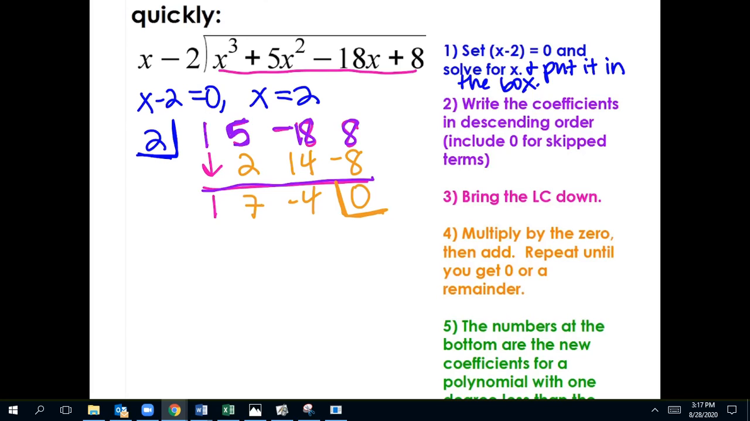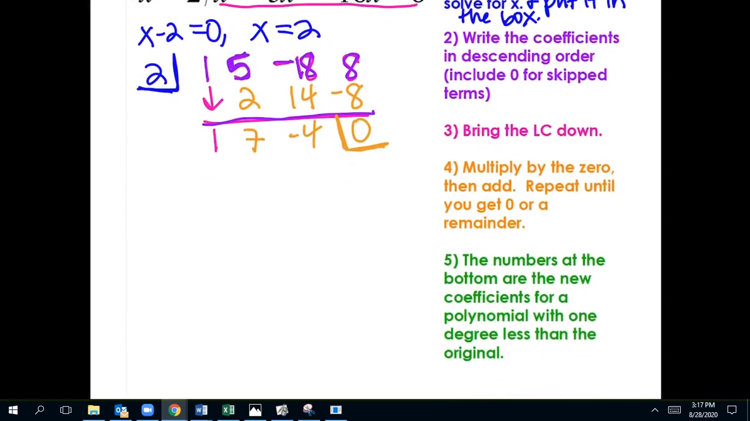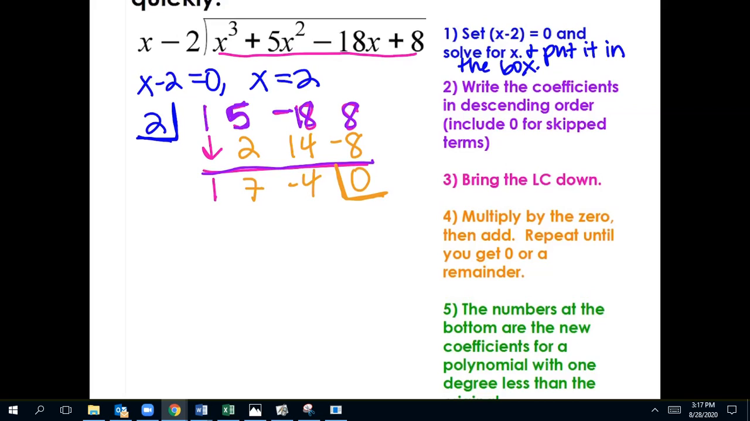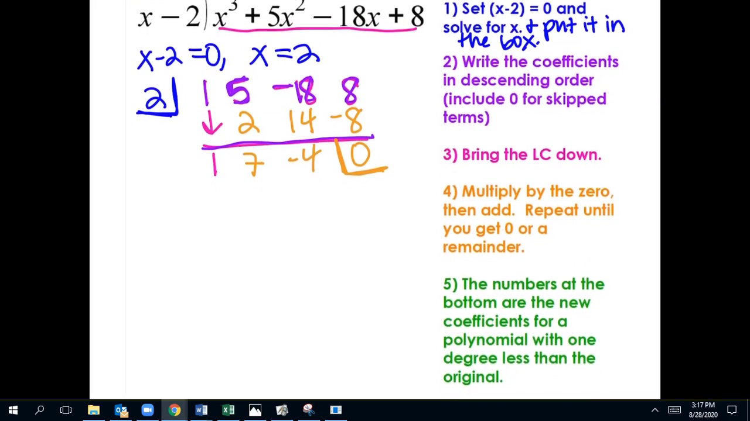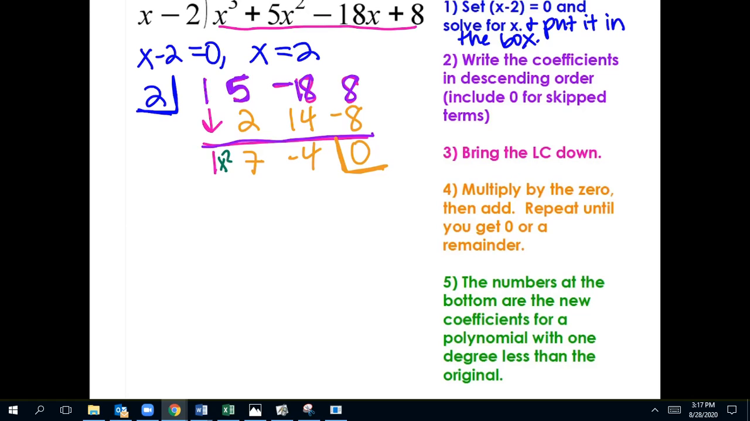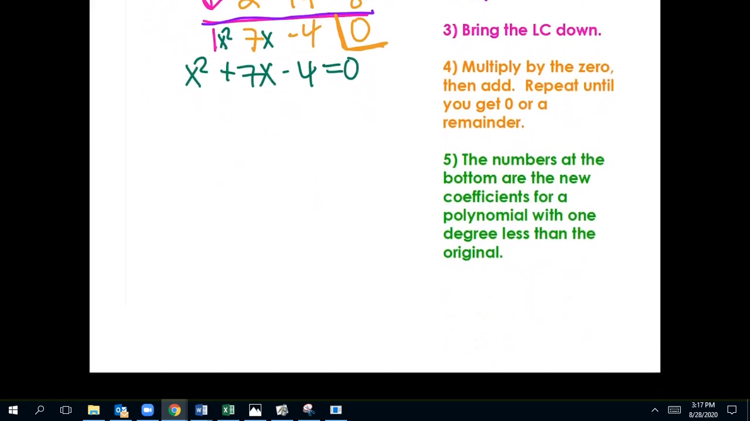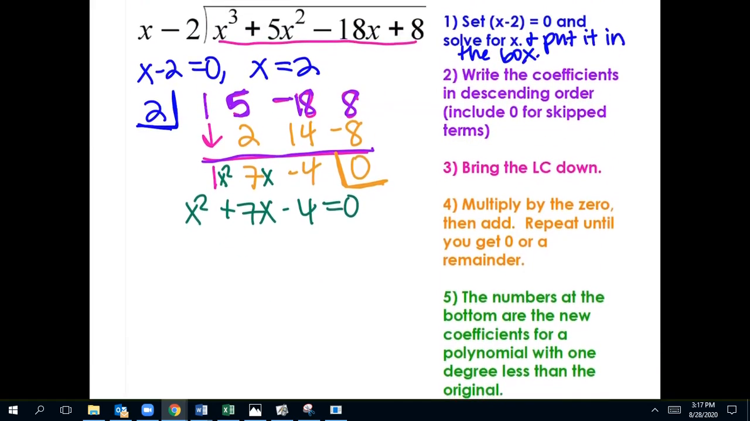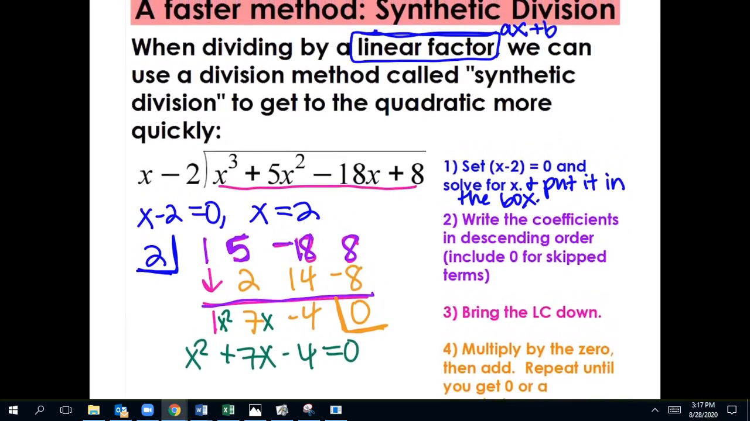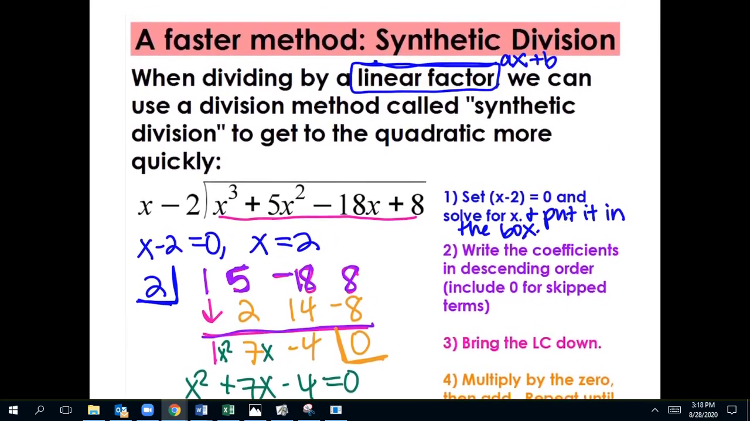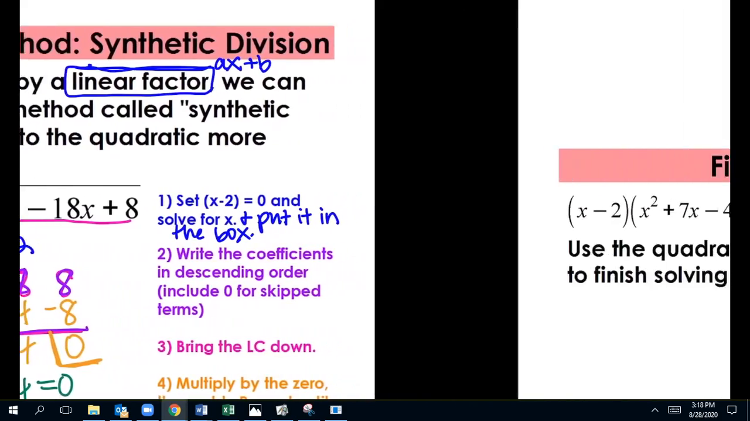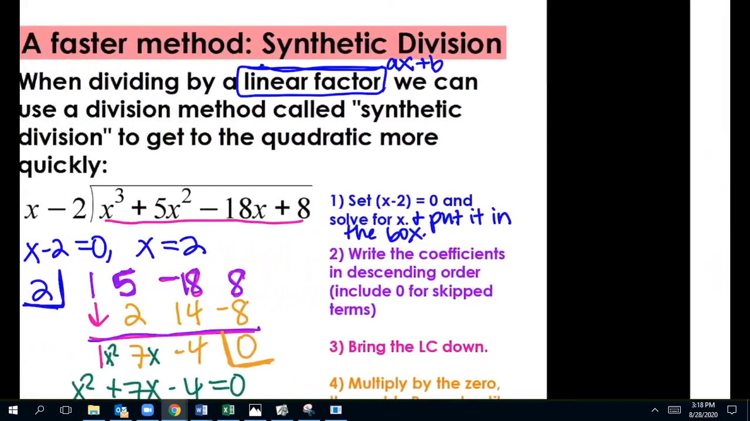And now the numbers at the bottom are the new coefficients for a polynomial with 1 degree less than the original. So the original was x cubed. Now this is going to be 1x squared plus 7x minus 4. And so I'm just going to write it like this. And then we will repeat the process to use the quadratic formula. And so I have that on the next page. We'll practice this one more time if that was a little too fast.